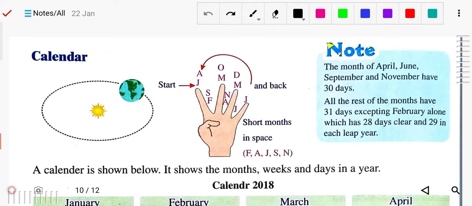Today we will solve exercise 14F, page number 233. In this exercise, we will solve questions about the calendar, months and dates. Days, months and years will be given, and based on this, we will solve some questions.